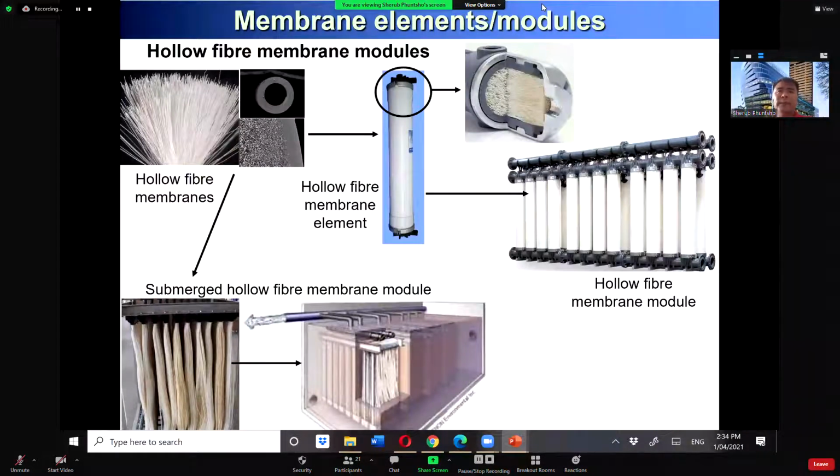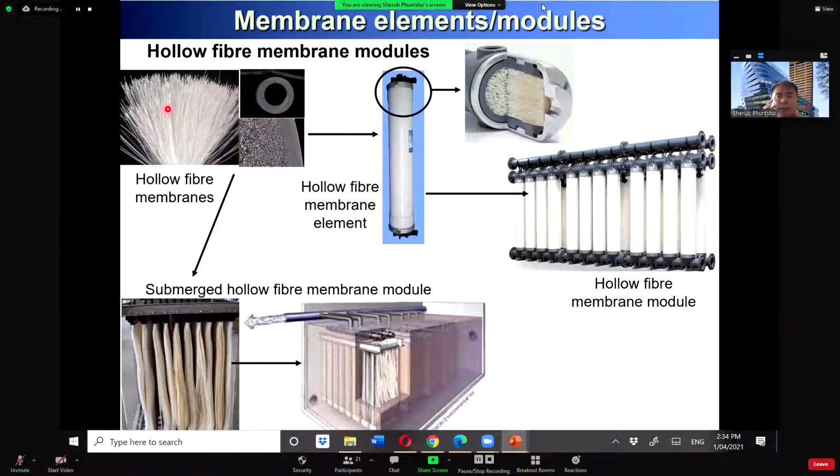There's another kind of membrane, the hollow fiber membrane. It is a tubular kind of thing, but tubular is a little bit bigger in diameter, while you can have very small diameter, less than 1 millimeter. You can have up to 300-400 millimeter size of the membrane, slightly bigger than here. So this is what we call the hollow fiber membrane.